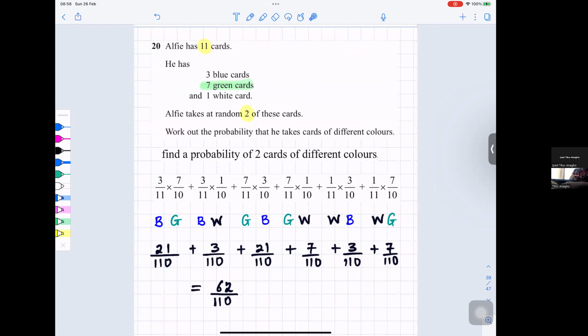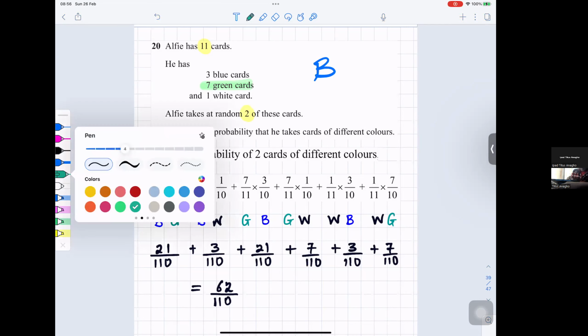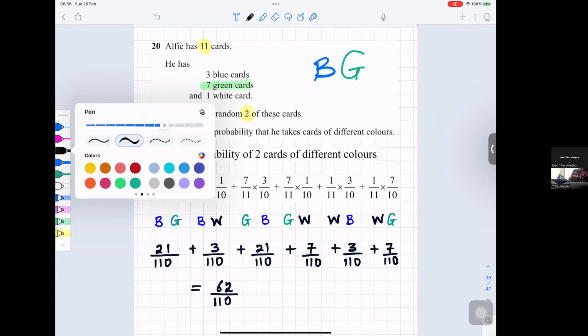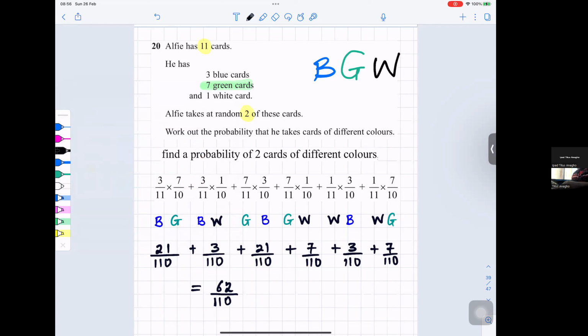What are the colors we have there? Blue, green. Okay, I'll write white with black color, because you can't really write white color white. You wouldn't see it. So blue, green, and white. Now you can pick blue and green. If you pick blue, it's 3 out of 11 altogether, because it's a total of 11.